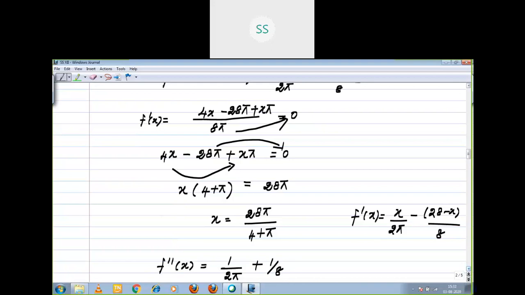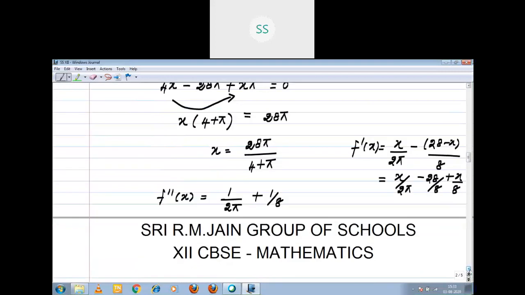Now you understood or not, children? Again I repeat, you see, f dash of x. For your convenient purpose, I am going to write it again. x by 2 pi minus 28 by 8 plus x by 8. Then it is easy for you to understand, right? When you differentiate x by 2 pi, you arrive at 1 by 2 pi. When you differentiate minus 28 by 8, you will get 0 because it is a constant. Plus x by 8, it will give you 1 by 8. Here there is no x, right? So what is your next step?